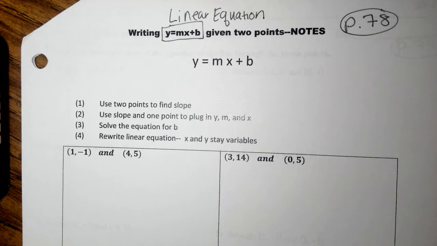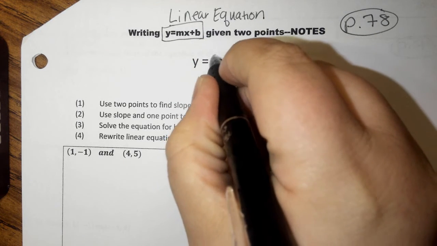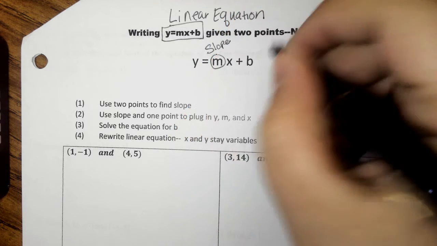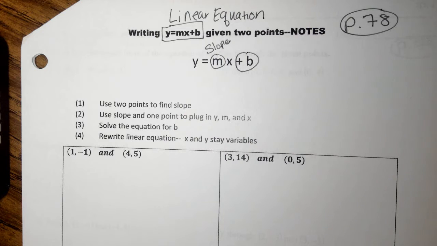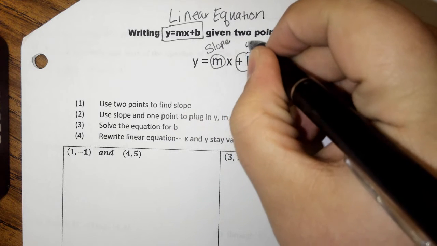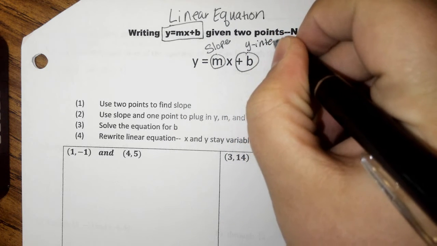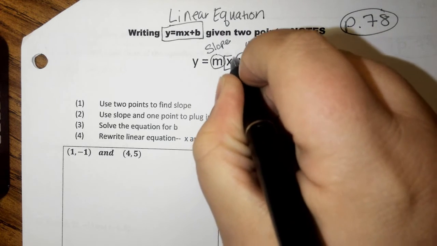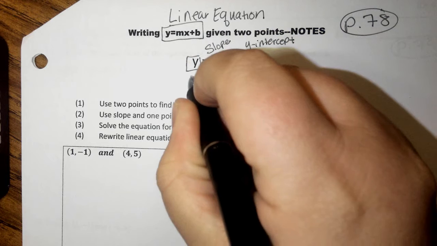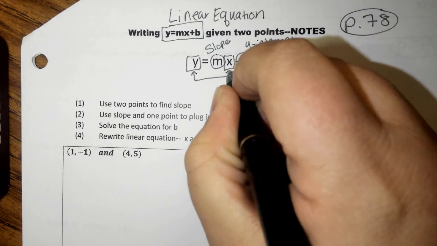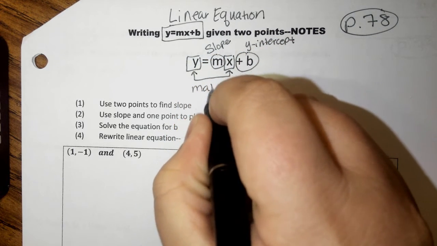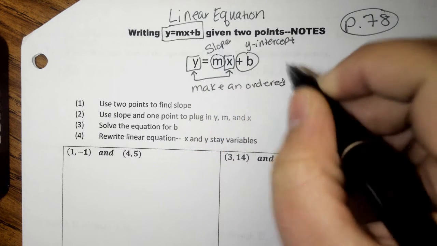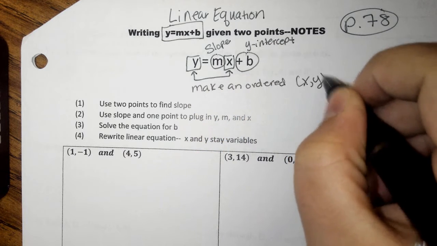Just to recap from yesterday, you know that m is the slope, and you know that b, and whatever sign is in front of it, is the y-intercept. Y and x make an ordered pair. And remember, ordered pairs look like x comma y inside of parentheses.